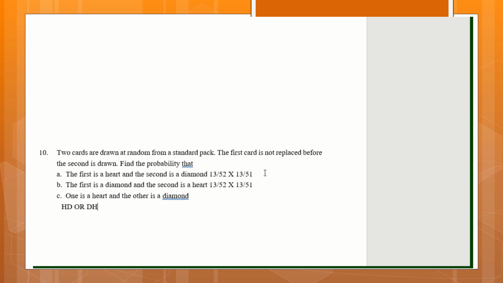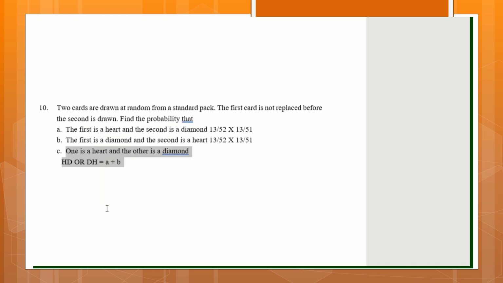So you will take these two answers and you will add them up. So your answer will be the addition of part A plus part B. Okay, that's how you get it. When they don't give you the order, you have to take both orders. If they give you the order, you follow. If they don't, it can be either this first or this. So when it's "or", you add it up.